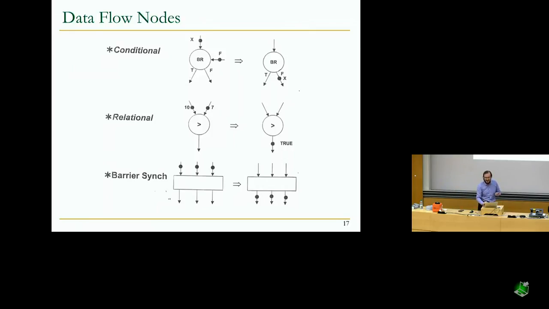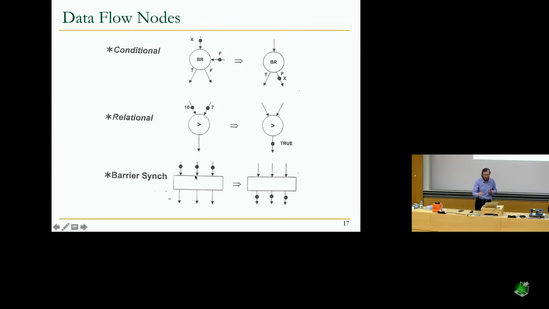Relational is a comparison that generates true or false tokens, as you can see over here. If the left input is greater than the right input, you generate a true. Otherwise, you generate a false. In this case, this node fires when both of its inputs are ready, and it generates a true token when that happens, right?